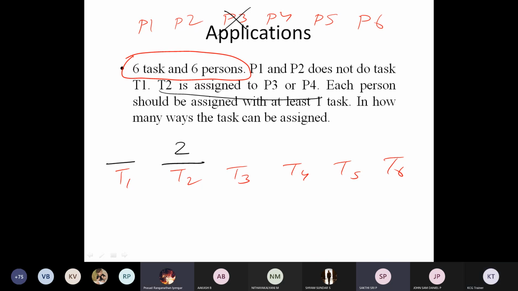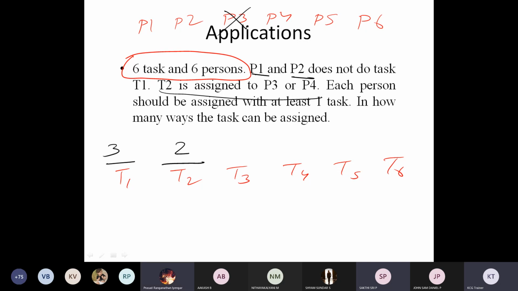Five people are there, sir. Out of the 5, who should not do task 1 given in the condition? P1 and P2, correct? P1 and P2 should not do task 1. So how many people remaining now? 3, sir. Very good, 3.